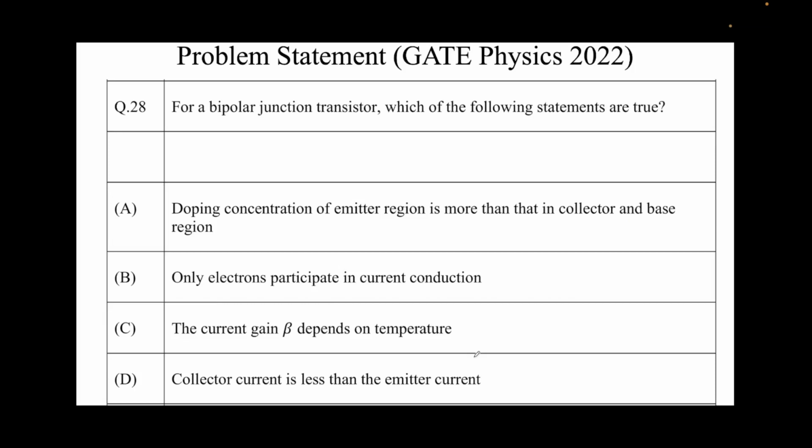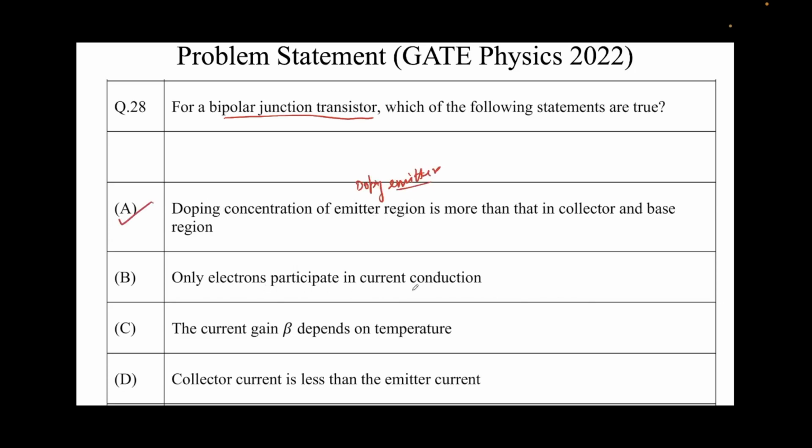Now we get back to the question. The question asked: for a BJT, which of the following statements are true? We saw that the doping concentration of the emitter is more than that of the collector and base, which is required because it has to be the source of electrons in the case of an NPN BJT. So this option is correct.